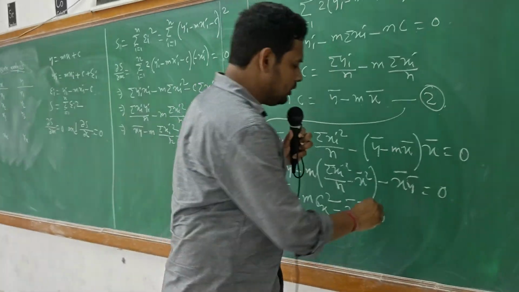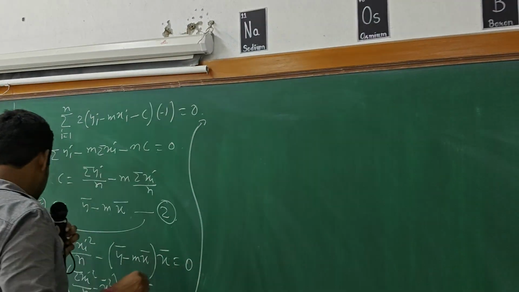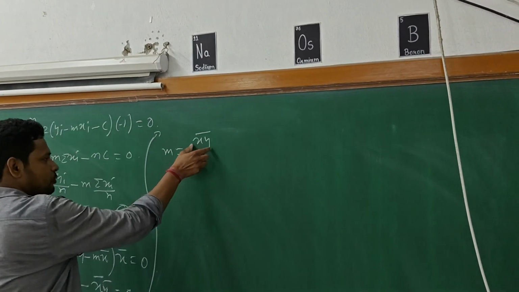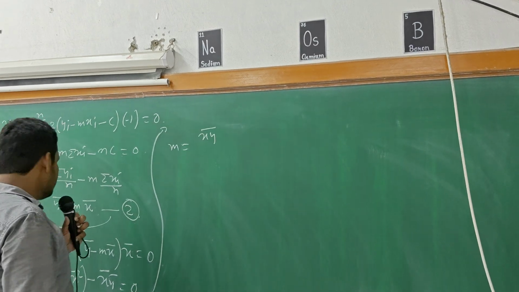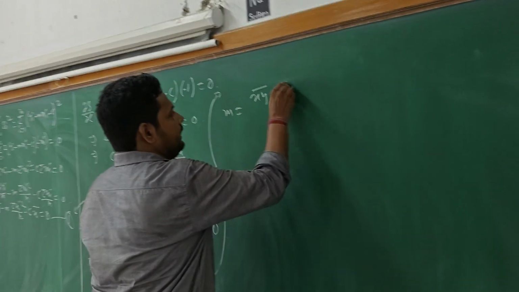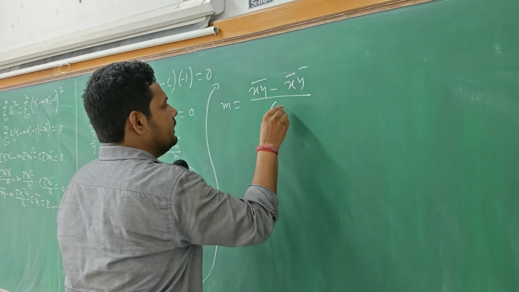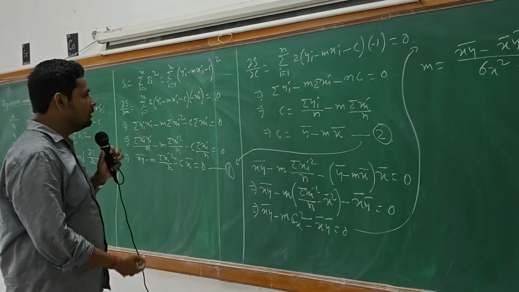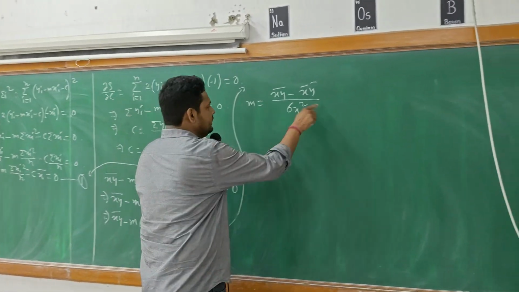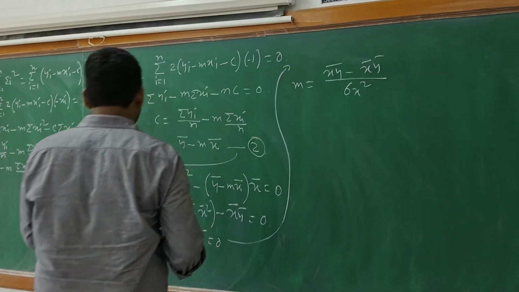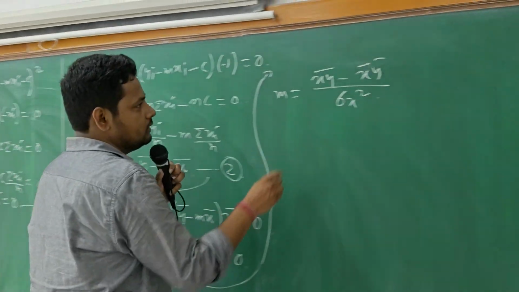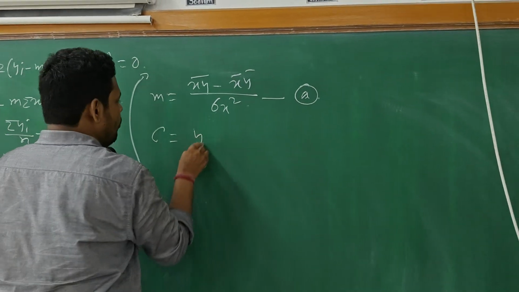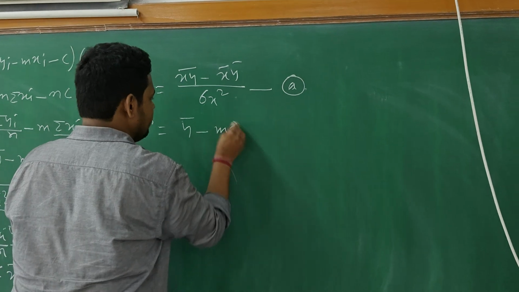So we can write from here that m equal to xy bar. So we are taking xy together and we are taking the mean value of this. So this is xy bar minus x bar y bar by sigma x square. So the value of m and c, how can we find? So m can be directly found by this and the value of c can be found by this one. So this is the value of m, and c equal to y bar minus m x bar.